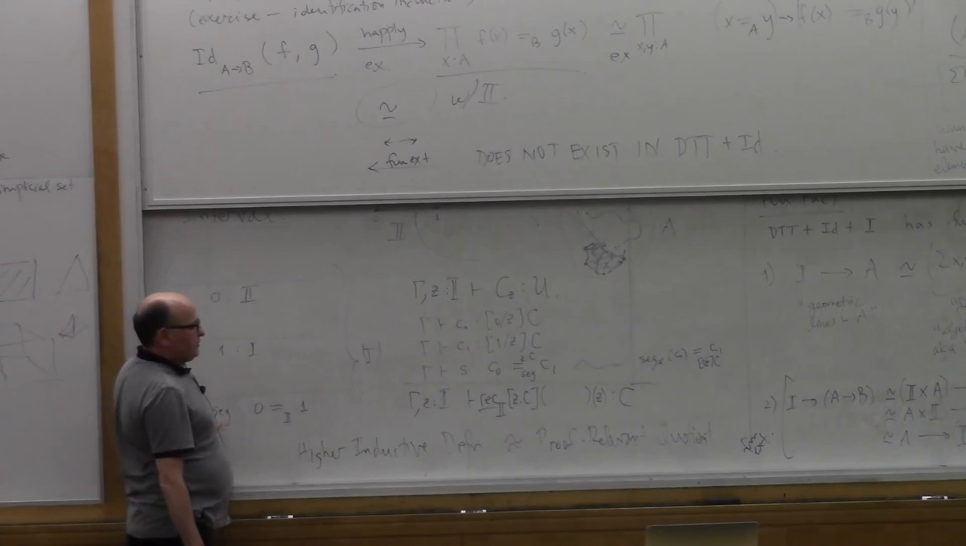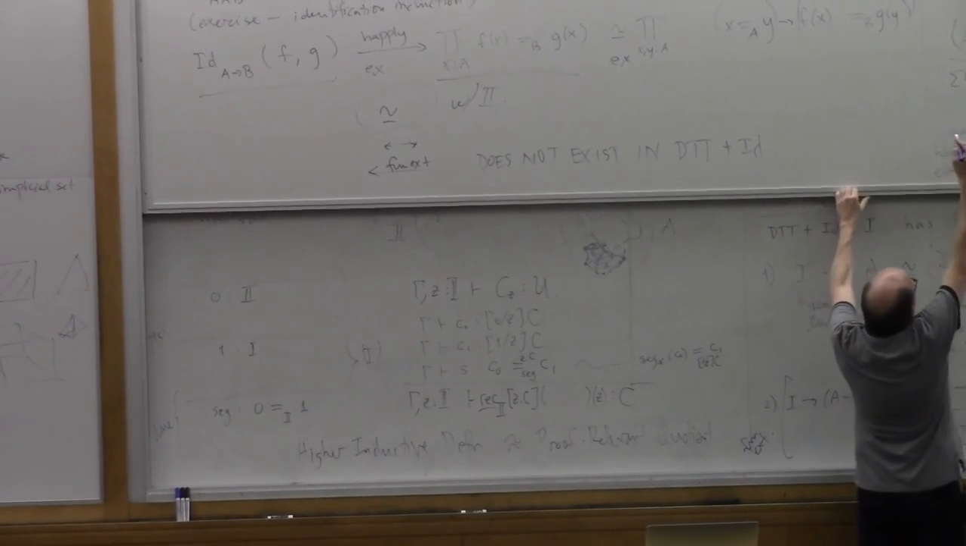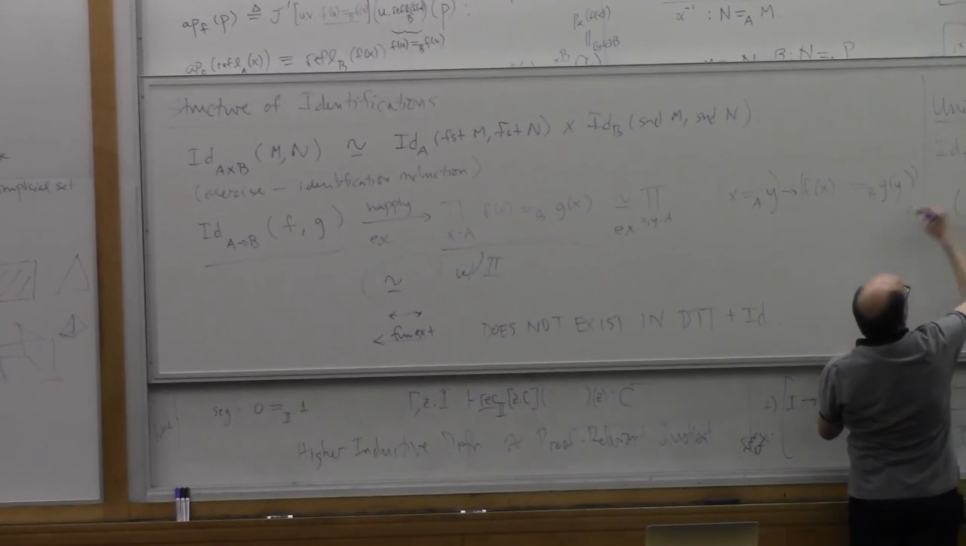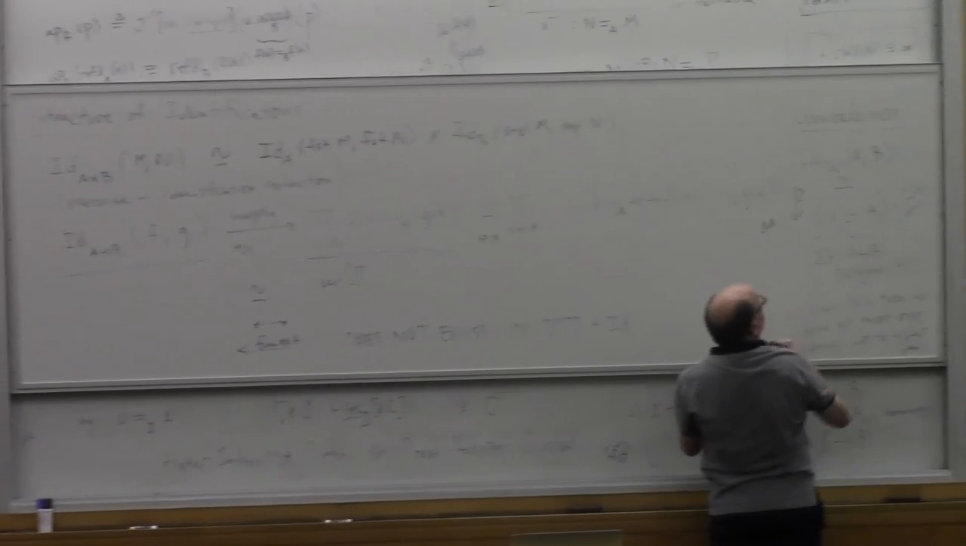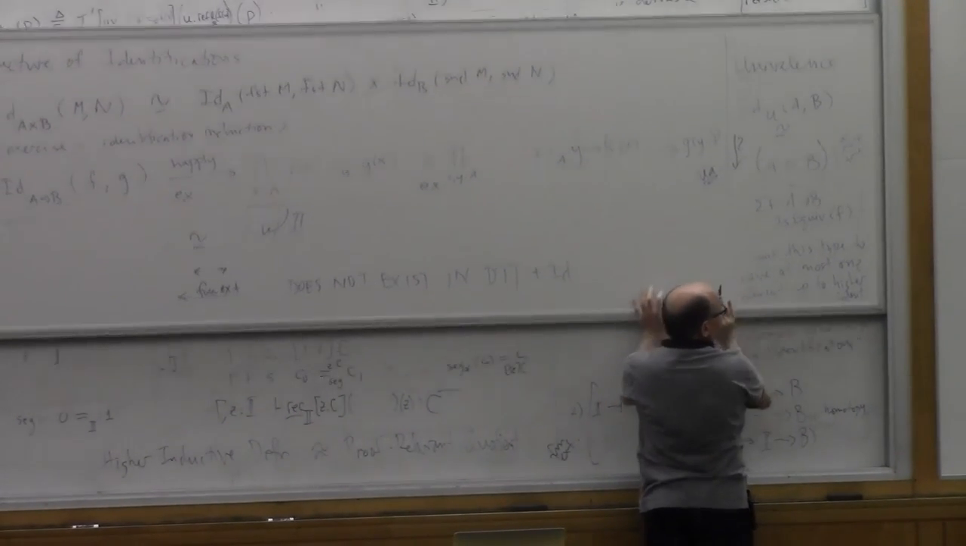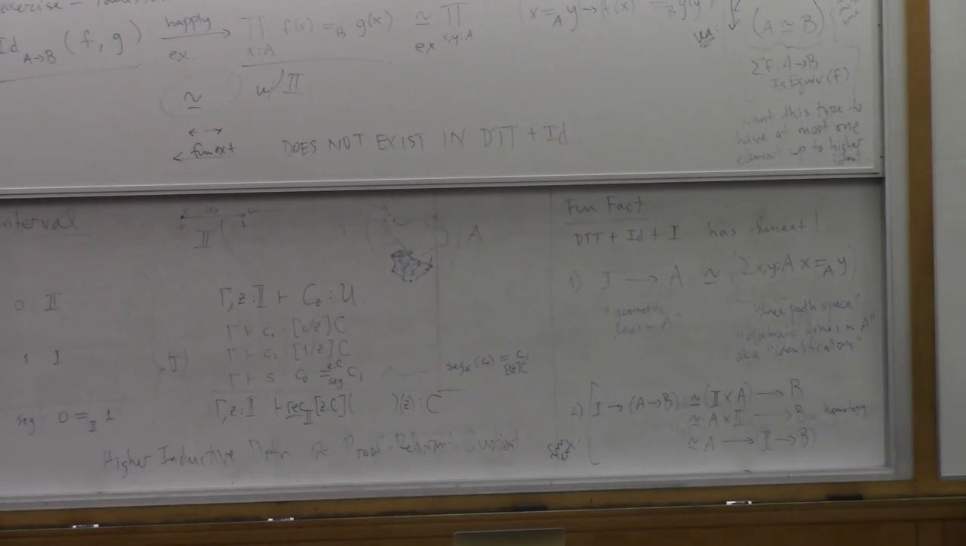But now I want you to notice something. With the univalence axiom, UA is a map that goes from here to here that turns out to be an equivalence. Okay? So the problem that we're going to have is the following. So now here is the problem.